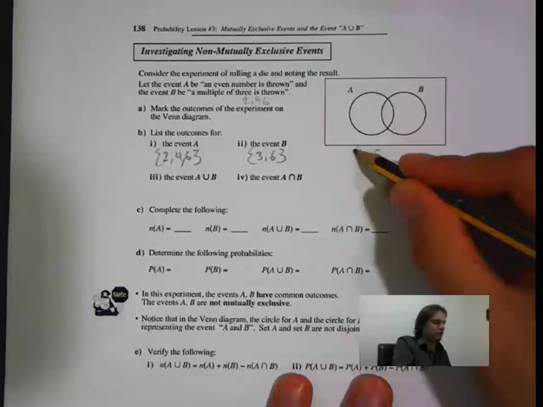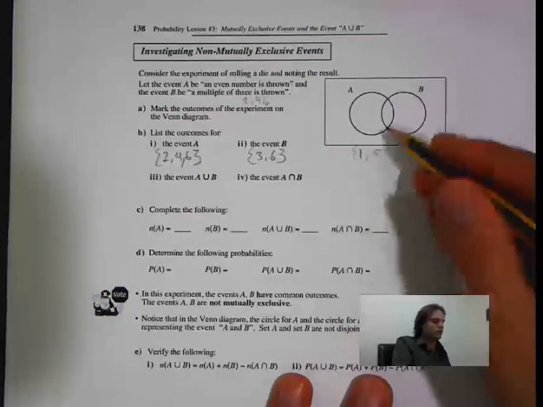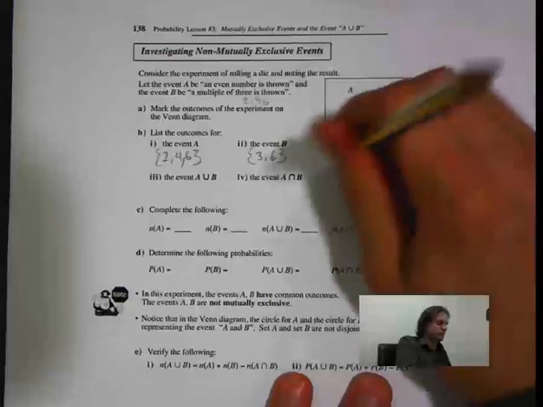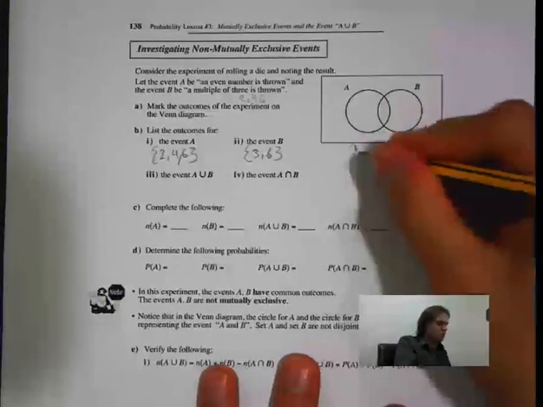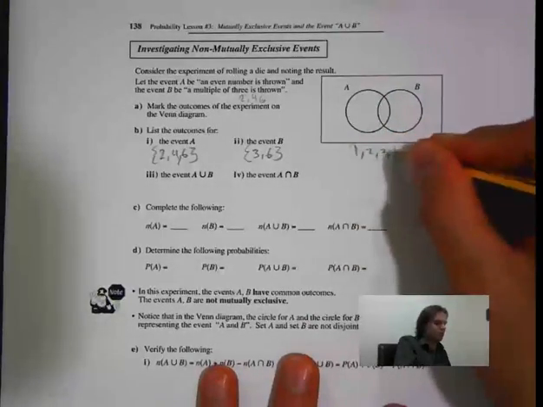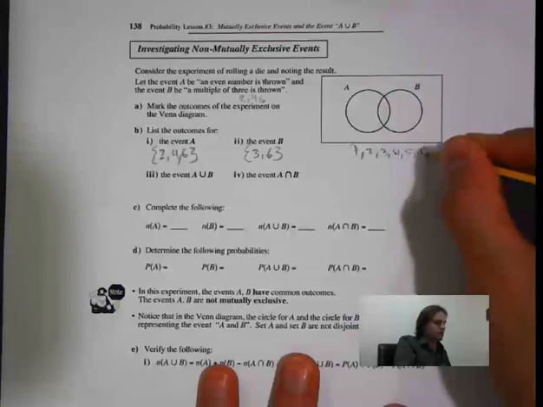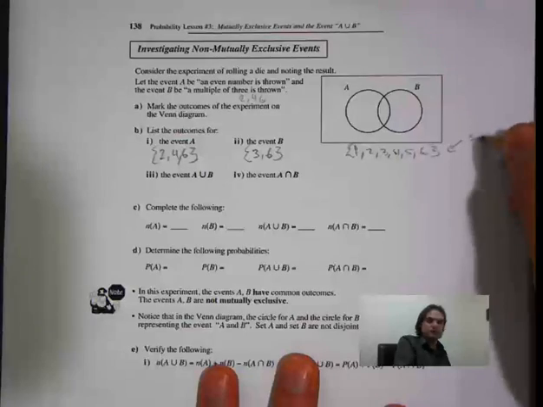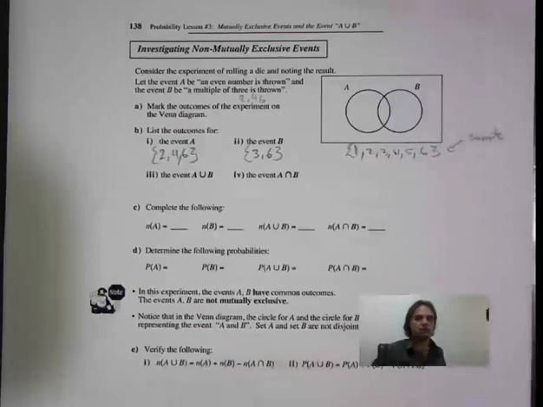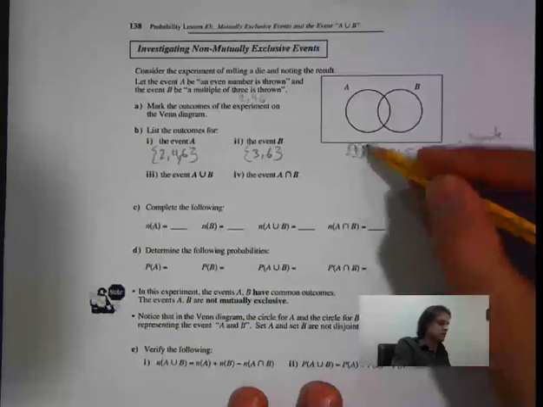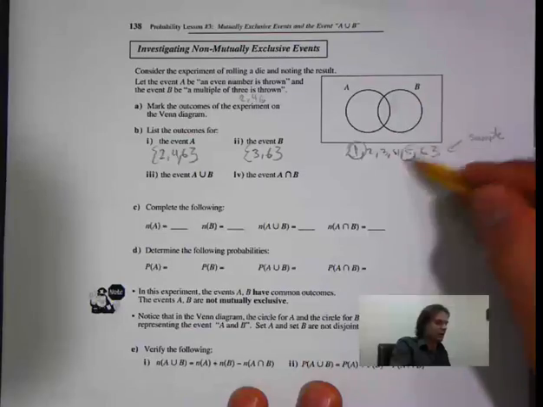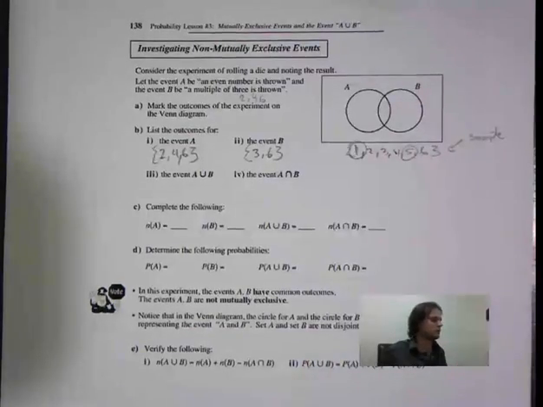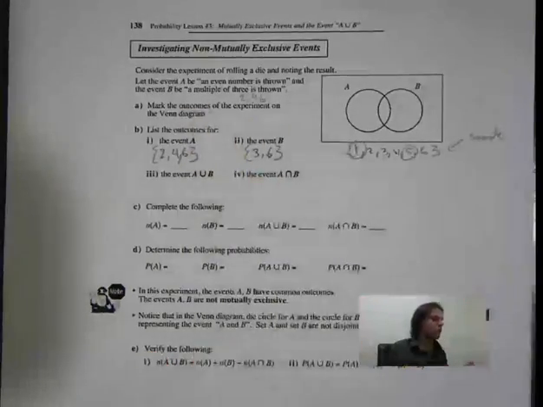1 and 5 are also not used, aren't they? Because my whole sample space is 1 to 6: 1, 2, 3, 4, 5, 6. This is my sample space, right? And they're not all being used. What's being used? 1's not being used, and 5's not being used. That's interesting.